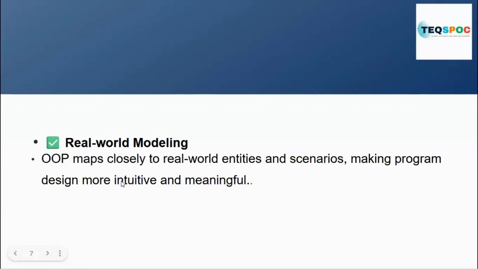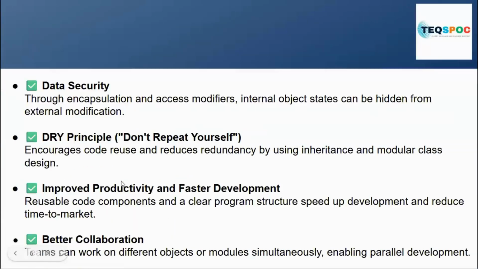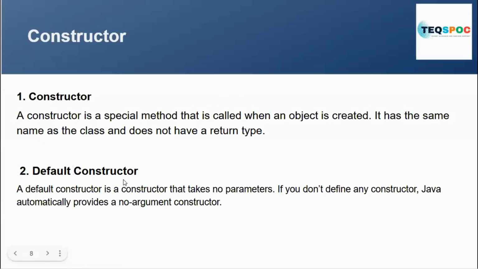Okay, so these are basically the advantages of OOPs. Now we will move to a constructor. What is basically a constructor? Constructor is basically used for initialization of the object.